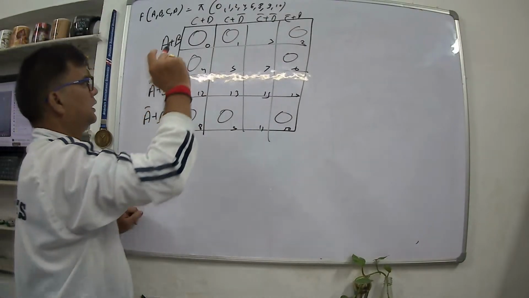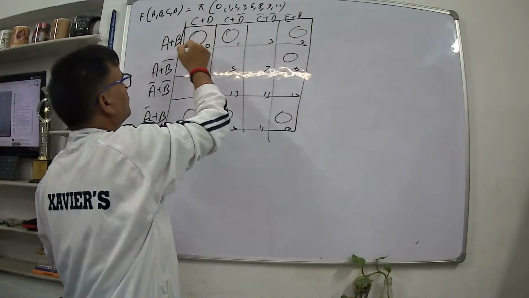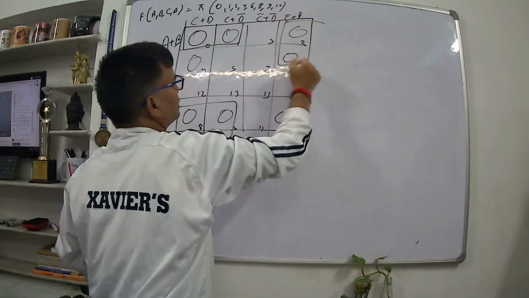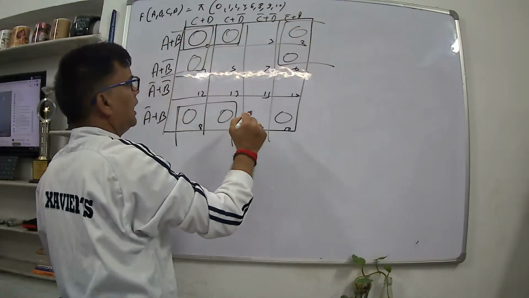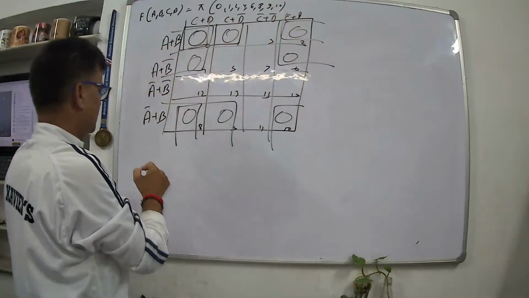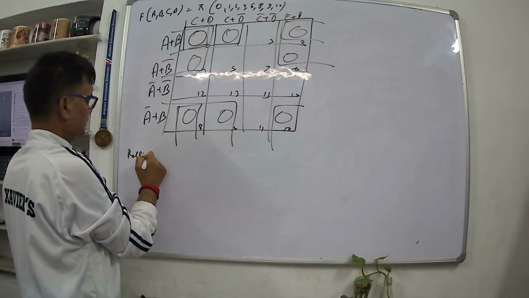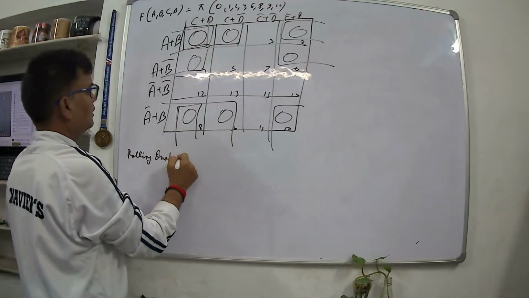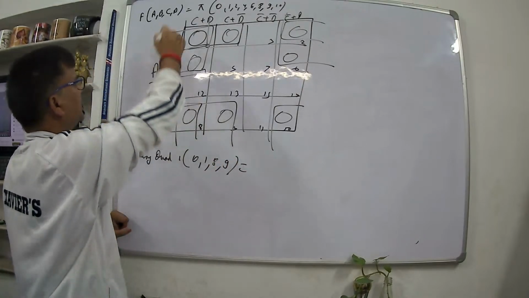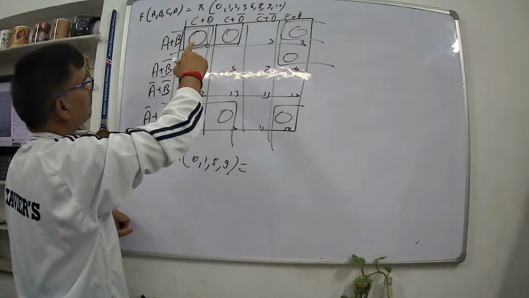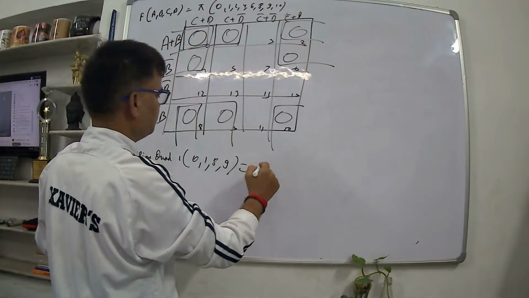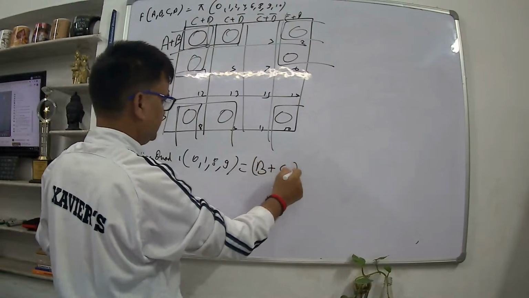the groups, here also I can make one rolling quad like this. Okay? I can make one rolling quad like this, and again I'll make a third rolling quad like this. So rolling quad 1 between 0, 1, 8 and 9. A bar cancel each other. This side again C and D bar. So it is A plus C. B plus C.